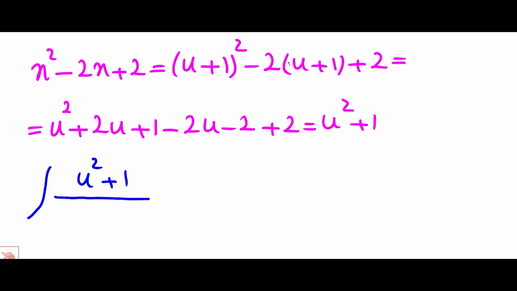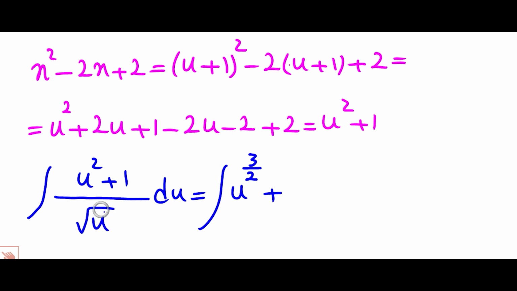u. The square root of u, and dx is du, equals the integral of u squared over the square root of u, which equals u to the power of 3 over 2, plus 1 over the square root of u, which is u to the power of negative 1 over 2 du, because the square root of u equals u to the power of 1/2, right?